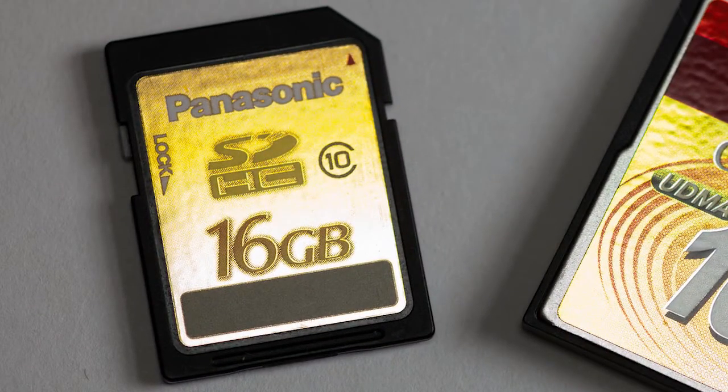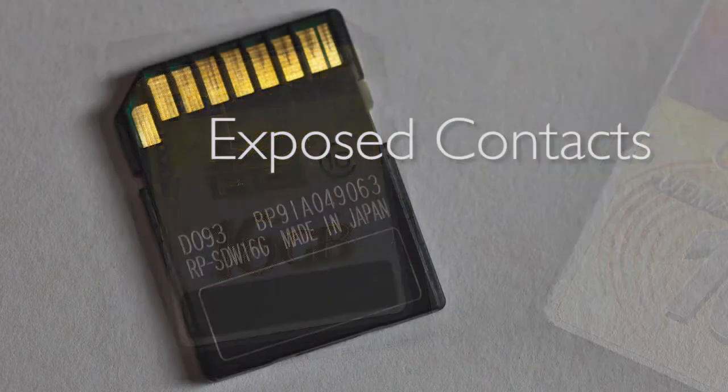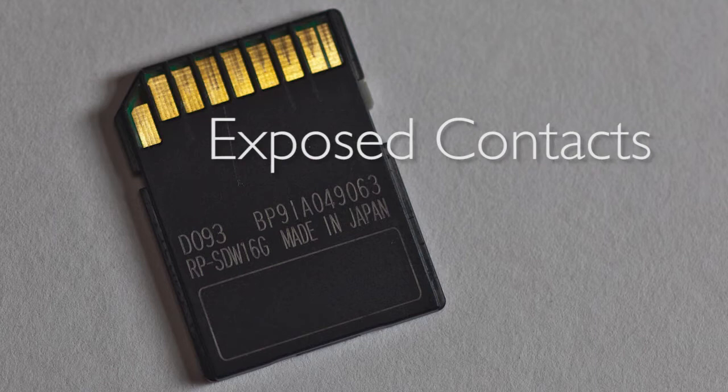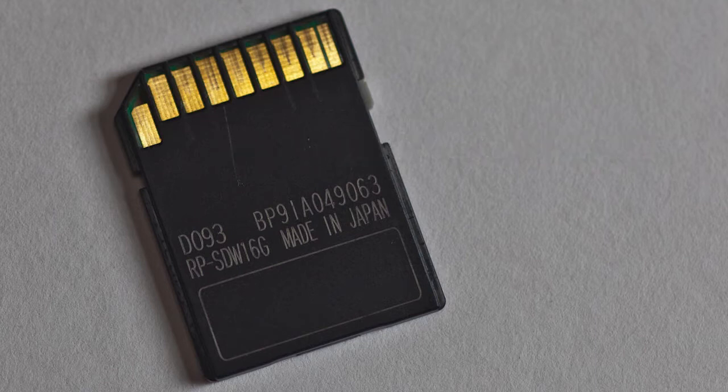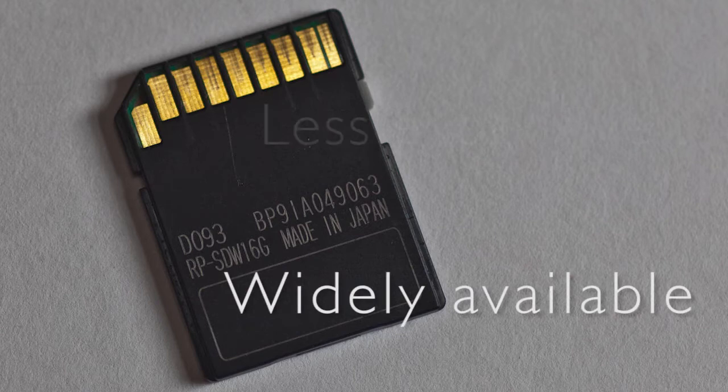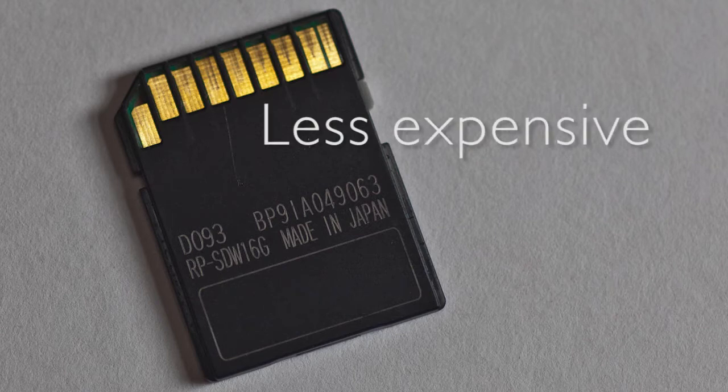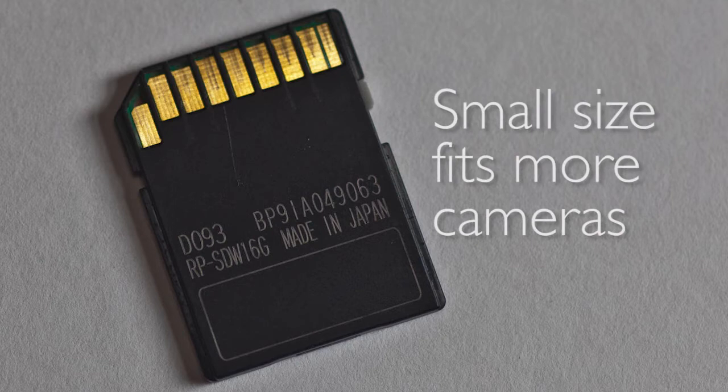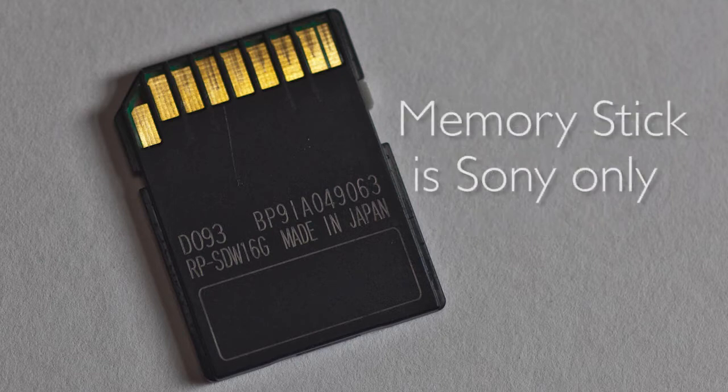Next is the less expensive and smaller SD card, or even the mini SD card. Both have exposed metal contacts that can be bent or broken, so greater care must be taken in handling. These are by far the most widely used, however, due to less cost to produce, and their small size allows use in very compact cameras. Sony has the proprietary Memory Stick, which generally only works in their brand of cameras.